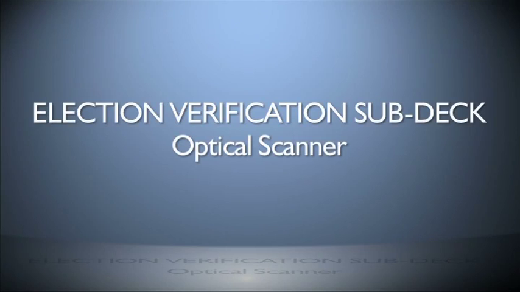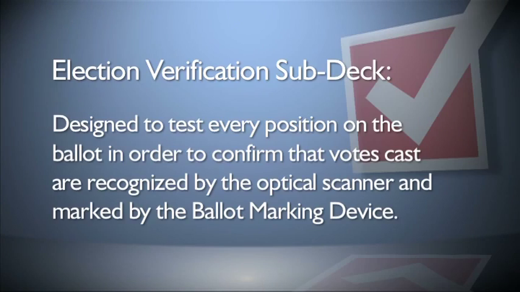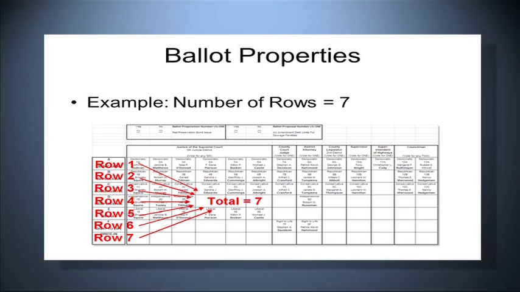The first subdeck created in the testing process is known as the Election Verification Vote subdeck. It's designed to test every position on the ballot in order to confirm that votes cast are in fact being recognized by the optical scanner and marked by the ballot marking device. The number of ballots required for an election verification subdeck is equal to the number of total rows on the ballot. In this example, that number is 7.